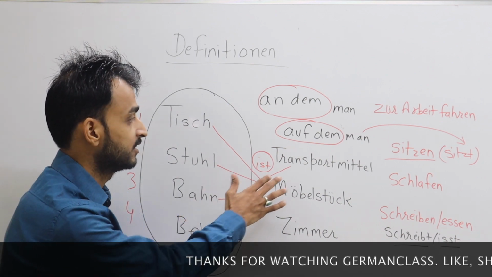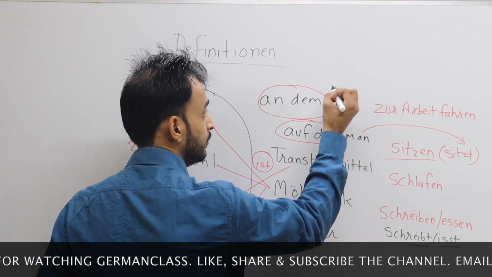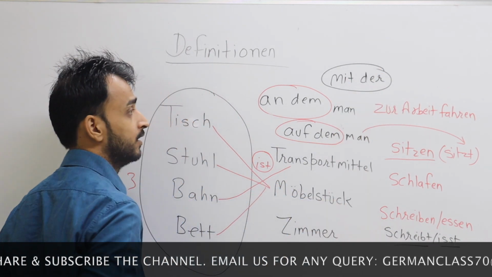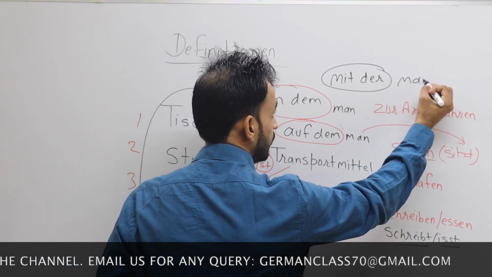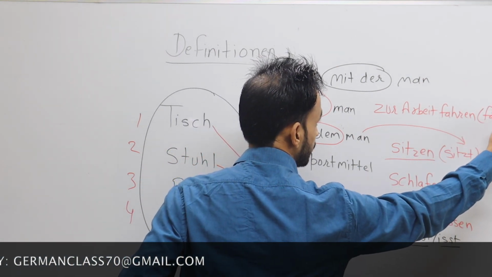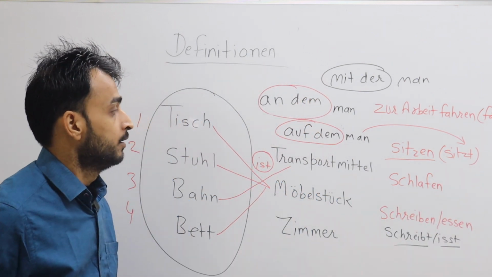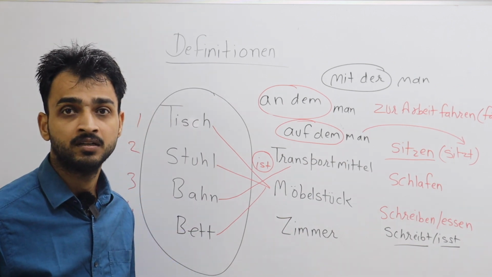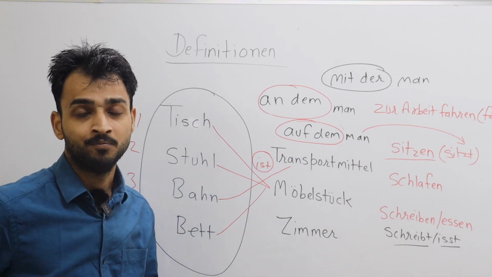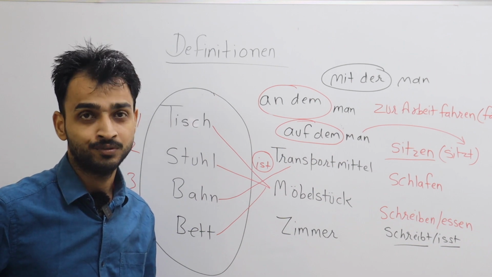So Bahn ist ein Transportmittel mit der. Here the preposition is mit der. For transport we use mit. So mit der man zur Arbeit fährt. Fahren, and the conjugation is fährt. Third person, so we have to conjugate. Bahn ist ein Transportmittel, mit der man zur Arbeit fährt. Train is a mode of transport by which one travels and goes to work.